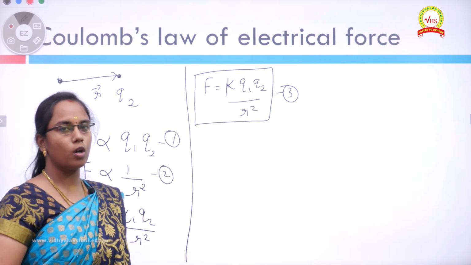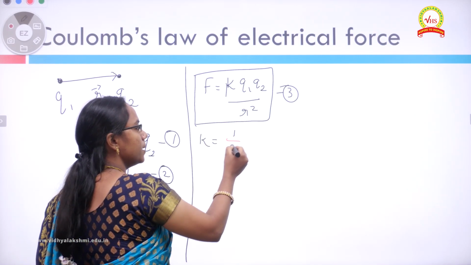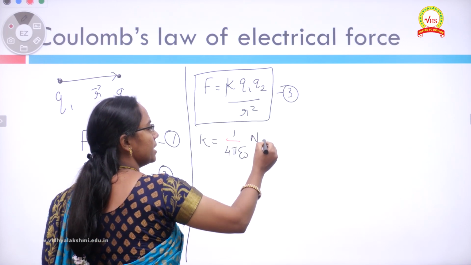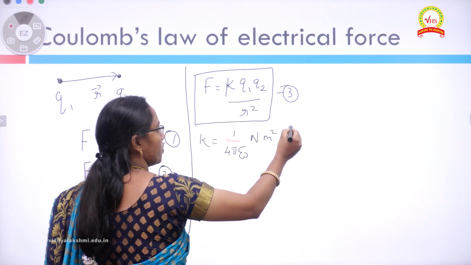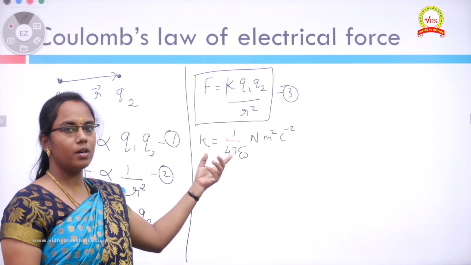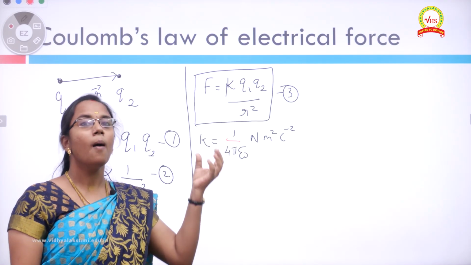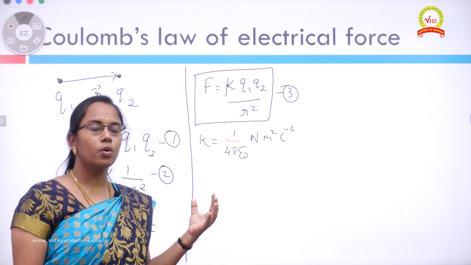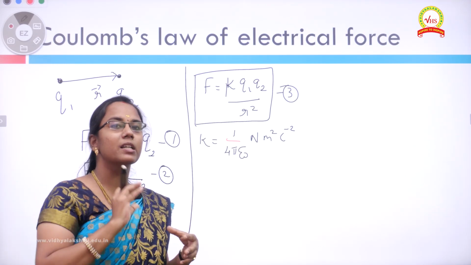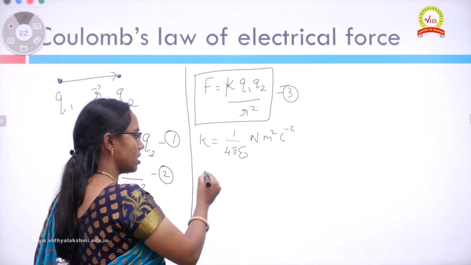So, here K is a constant. It has a value K is equal to 1 by 4 pi epsilon naught, with unit Newton meter square per Coulomb square, where K is a constant. 1 by 4 is a number, pi is a constant, and epsilon naught is the permittivity of free space. So, it is nothing but the amount of electric field that can pass through in a particular medium.